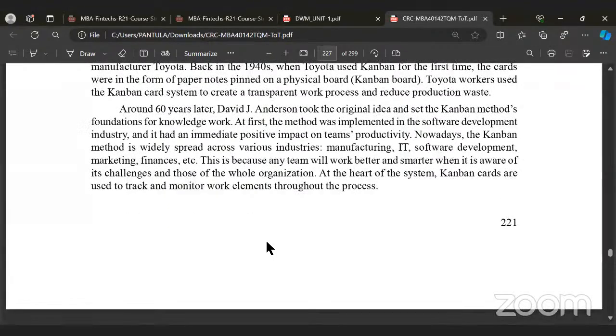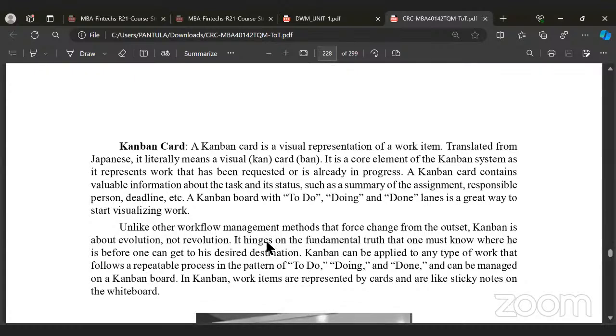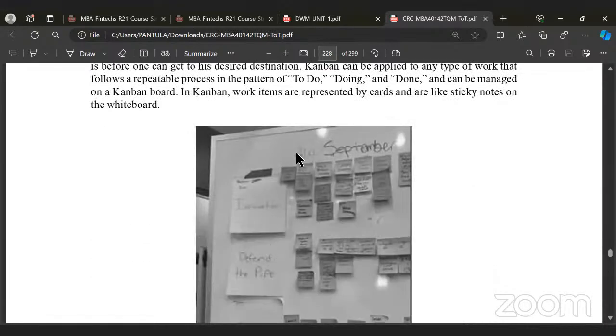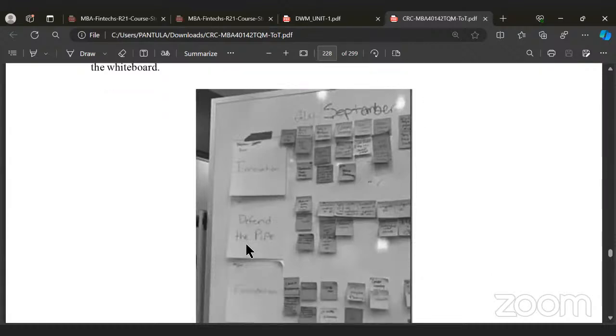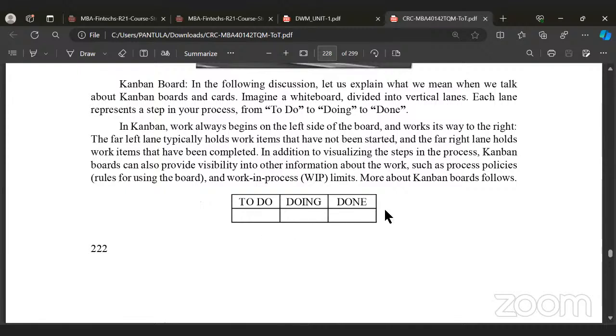Around 60 years later, David J. Anderson took the original idea and set out the Kanban method functions. Kan is nothing but visual, ban is nothing but card, Kanban. So what to do? Now you can see here a Kanban board with visual effects: to do, doing, done.